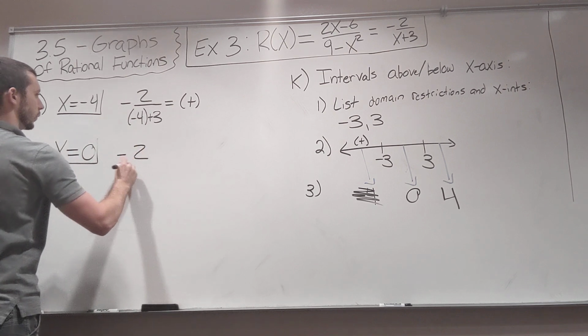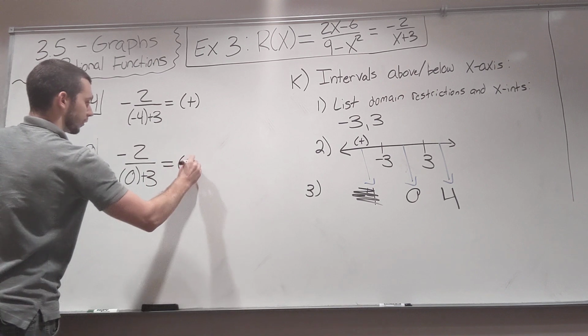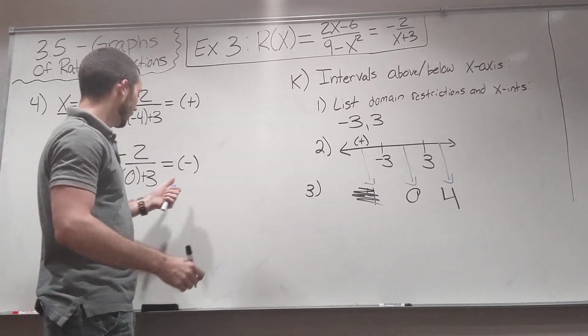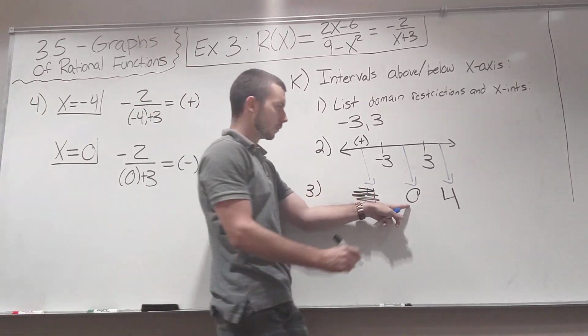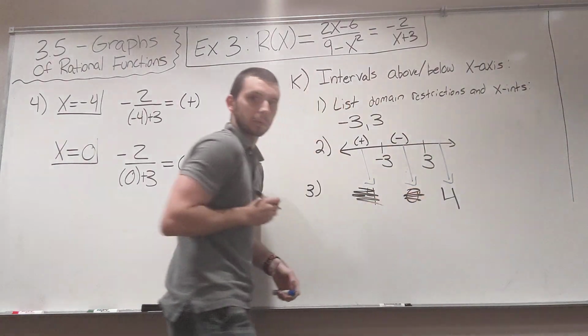So that's -2 divided by 0 plus 3, and that gives us a negative number. In fact, it's just -2 over 3. So that's when we plugged in 0. So at 0, we now have a negative number, and we can scratch out 0.